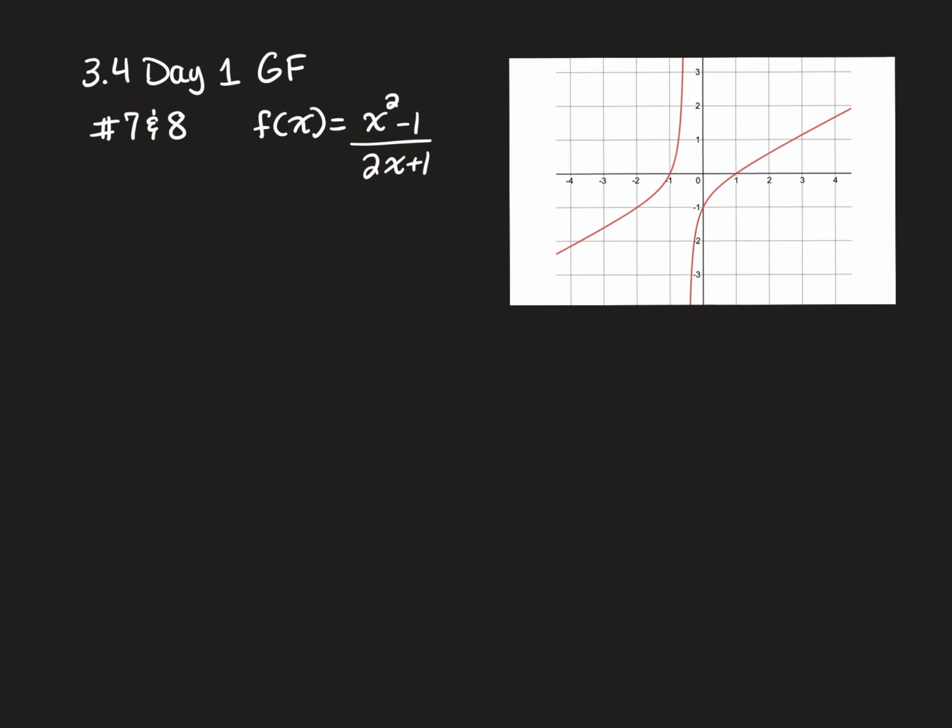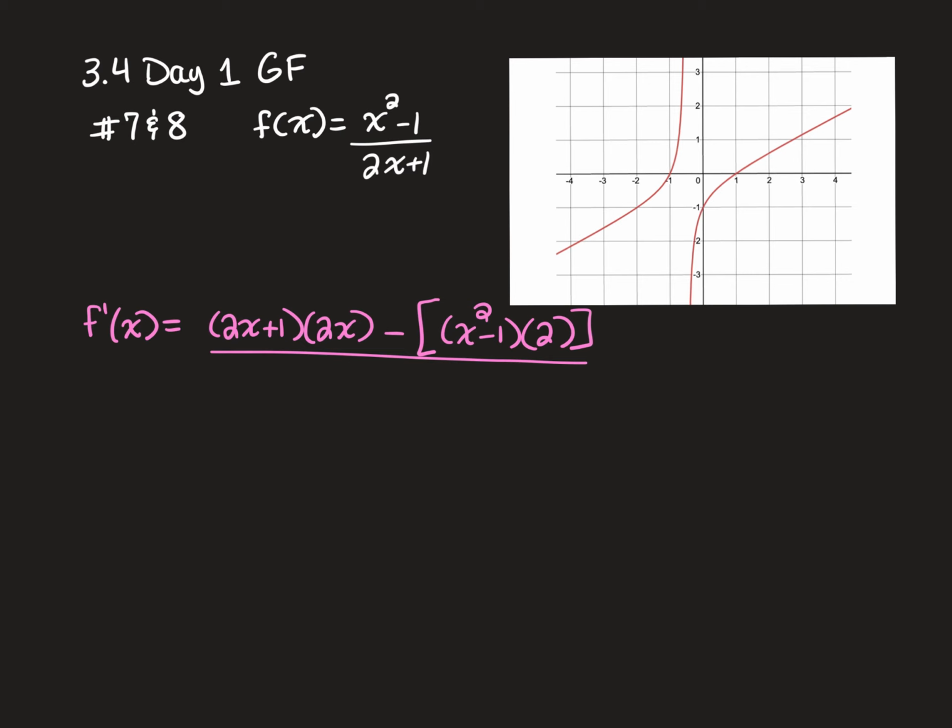So in order to find our intervals of concavity, we have to find the second derivative. So we'll find the first derivative. We use our quotient rule, so low d high minus high d low all over low low.